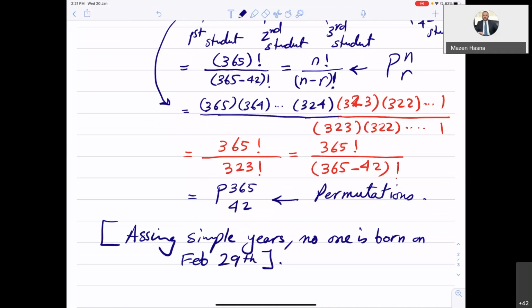Fine. So the last thing we want to say is, going back to our original question, I want the probability that I have multiple students with the same birth date. What's that probability?